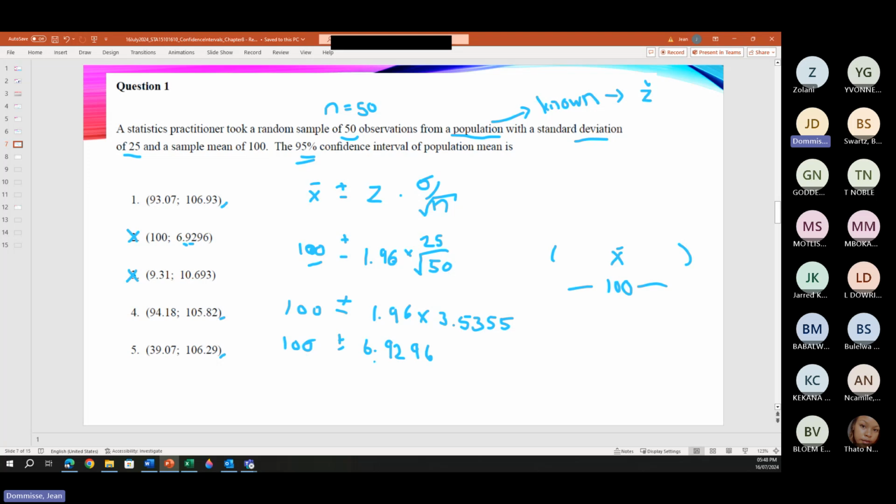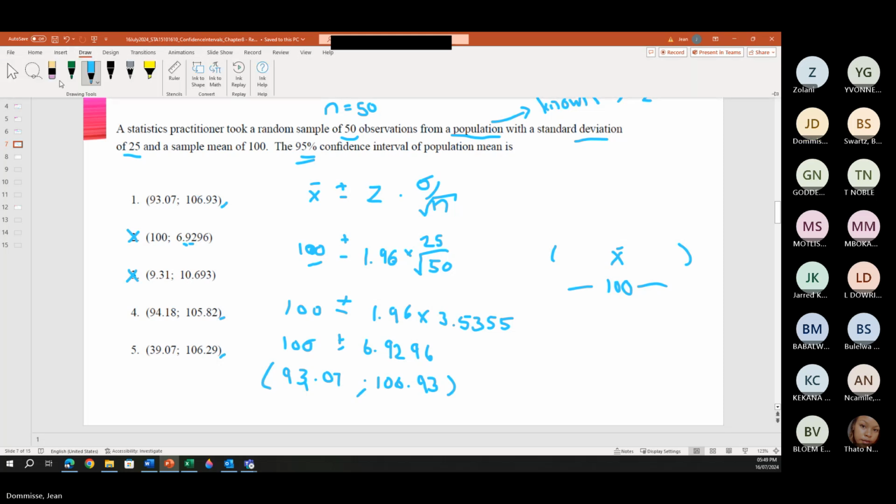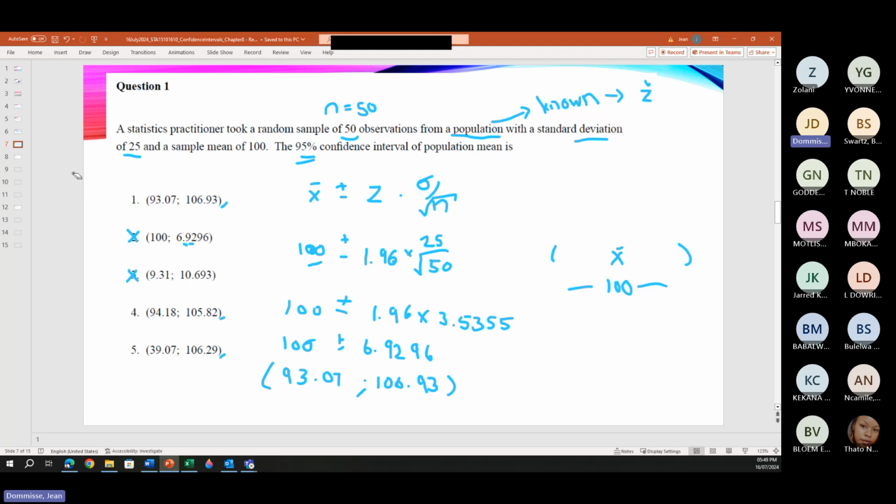So 100 plus 6.9296 will give me 106.93 when rounded off to 2 decimals. Okay, that one is close, but not there. One could see that there was a decimal mistake. And then 100 minus 6.93 gives us 93.07. And so that is basically how we will work this problem out.